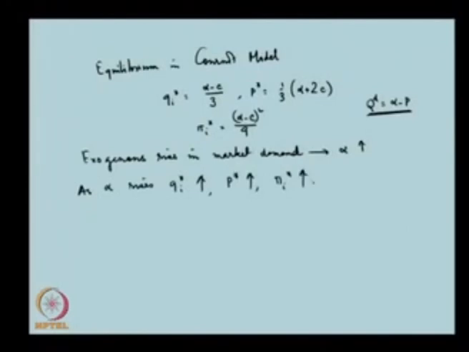And what is the reason why it is happening? What is the rationale? Well, as alpha rises, there is an exogenous, upward shock on the demand. People are ready to buy more. If they are ready to buy more, obviously the market price is going to rise. And as price is rising, the firms find that their profits are rising. And when the profits are rising, they are going to respond by raising the amount of output that they produce. That is why Qi star rises as a result.